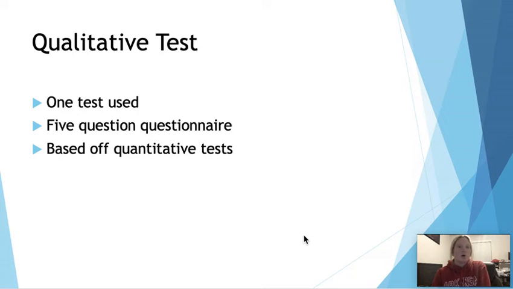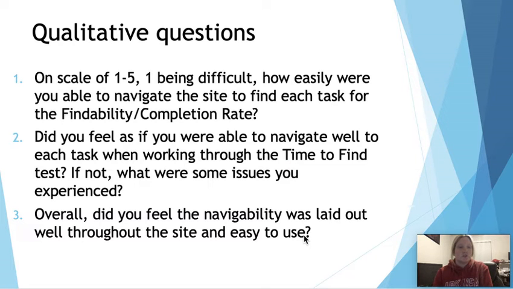We then had a qualitative test, and we only did one test for this. We did a 5-question questionnaire, and those questions were based off of the quantitative test. The first question was, on a scale of 1 to 5, 1 being difficult, how easily were you able to navigate the site to find each task for the findability completion rate?